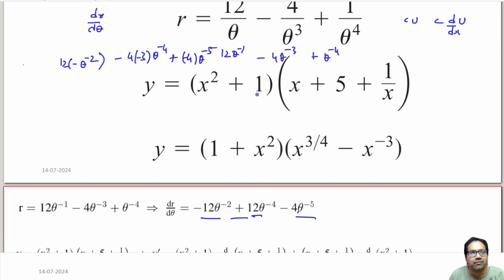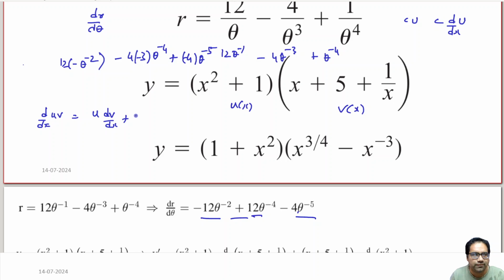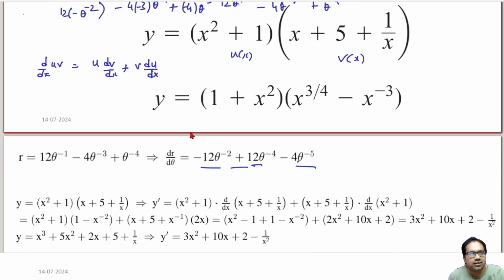Very simple. Now here we have again y as a function of x. In fact, y is a function of u and v, u of x and v of x. So what is our formula? d by dx of uv is u dv by dx plus v du by dx. We take one function at a time and differentiate the other. The other method is to do the product of these and then differentiate the product, whichever way we choose. Here, let's try the first method.